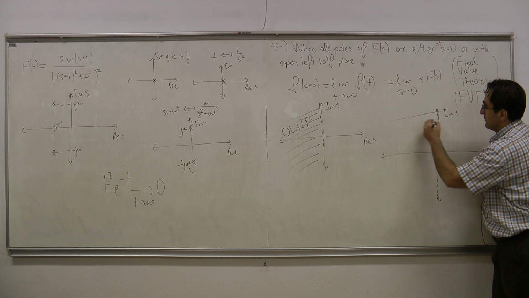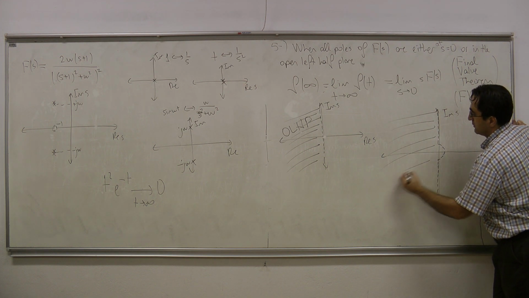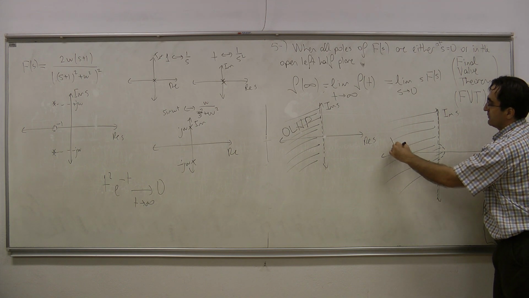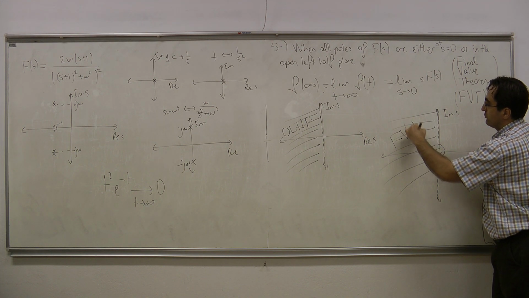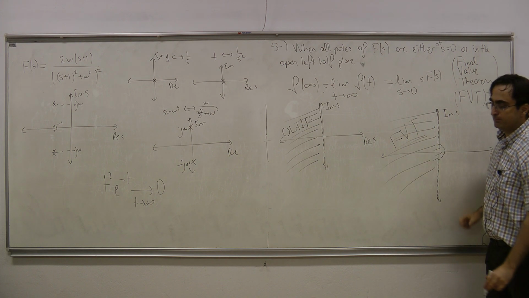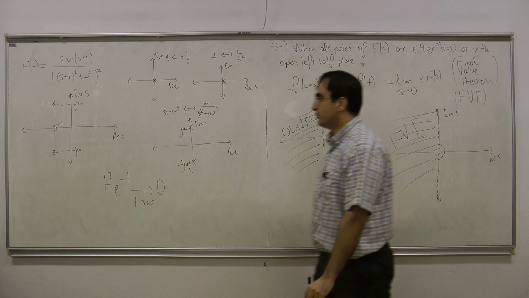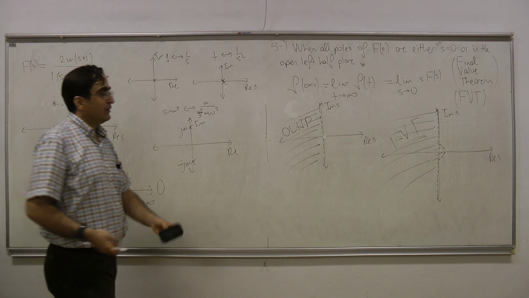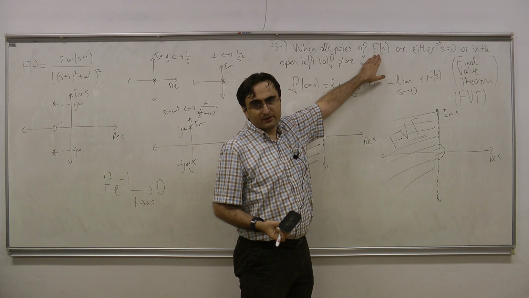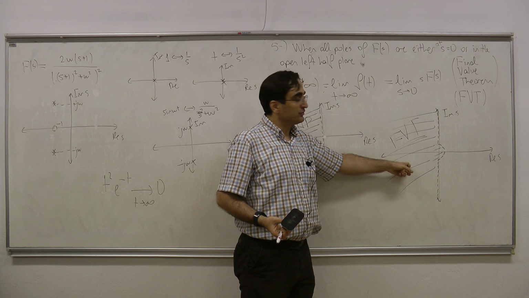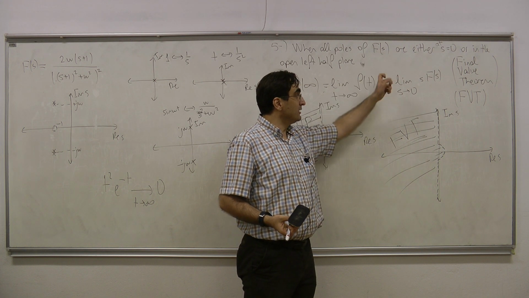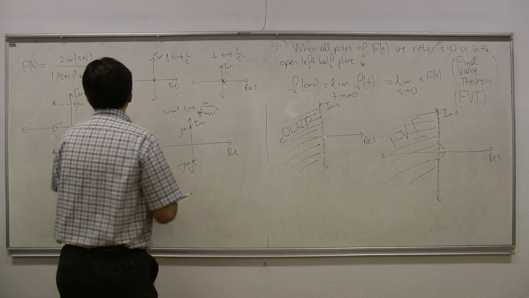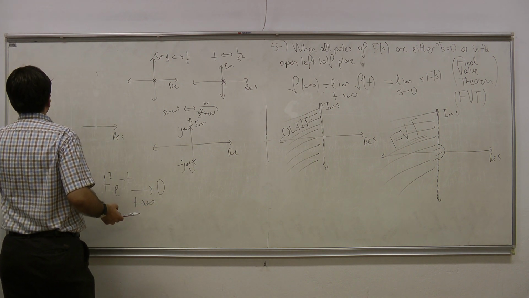Okay? And I would have this part, the origin as well. So this is the allowable region where the final value theorem holds. If the poles of F of s are in this region, then the final value theorem always holds. Okay? And now we're going to be looking at some examples.